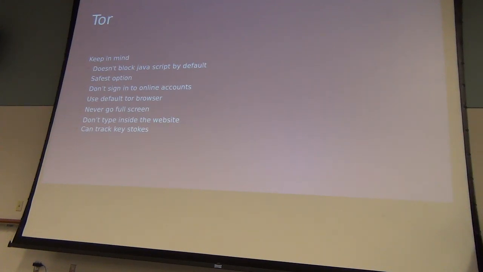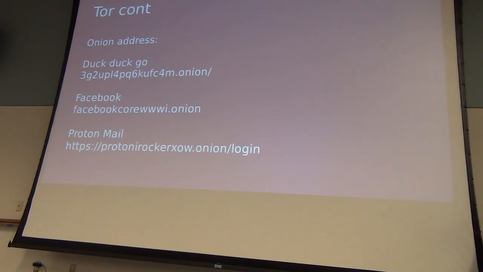They can track your keystrokes. So this is the point where I'd like to show you Tor a little bit. I have three websites that have onion website links. So I can basically go to these websites through Tor. So you can go to Facebook on Tor. I know, on Tor. Right?